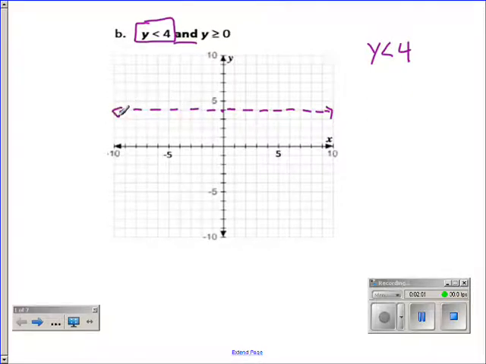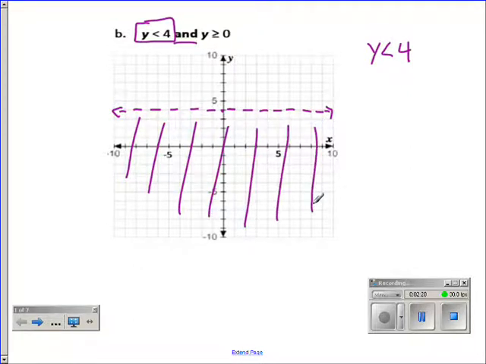Before we move to the second inequality, we've got one more thing to think about. Should I be shading above or below? So which is it? Yep, right again. It's got to be below because it says y has to be smaller than 4, and smaller values are going to be down here. Awesome. Got that so far?